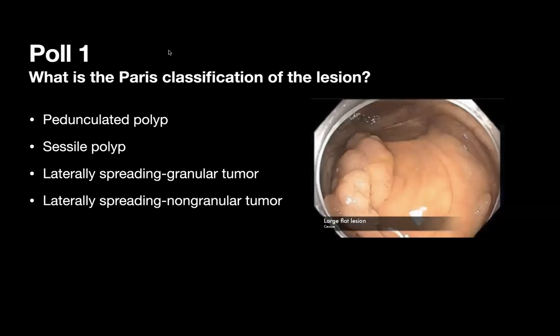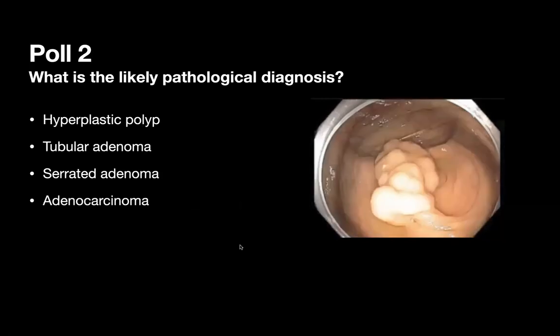So the next question is, before you resect, you would want to say what type of Paris classification and what is the likely pathological diagnosis, and what's your optical diagnosis? Is it a hyperplastic polyp? Is it an adenoma? It could be tubular, villous or tubulovillous. Or is it a serrated adenoma? Or is it a cancer?